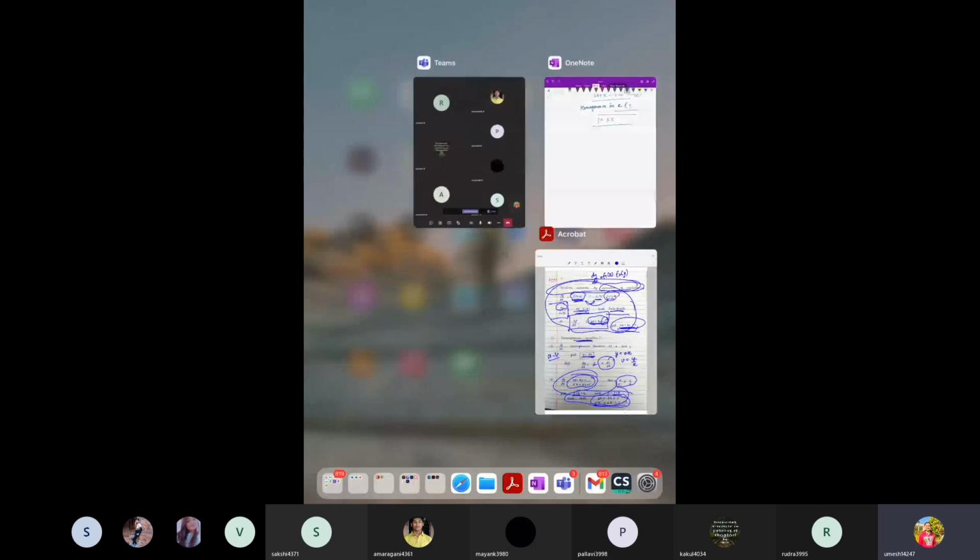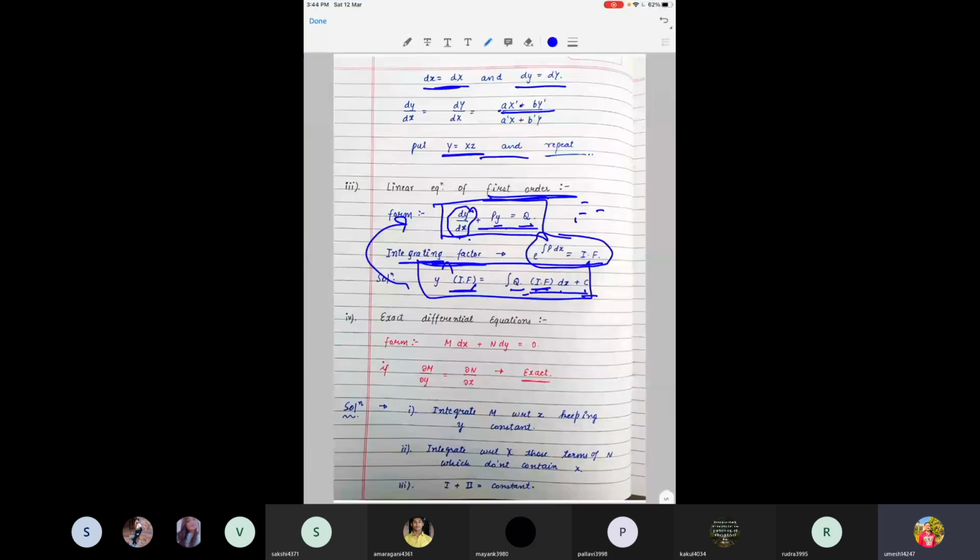So now we have our last part remaining, that is exact differential equation. This is also kind of important, like you will be using this kind of equation and its solution in thermodynamics and electricity and magnetism that you would be studying in your second semester.